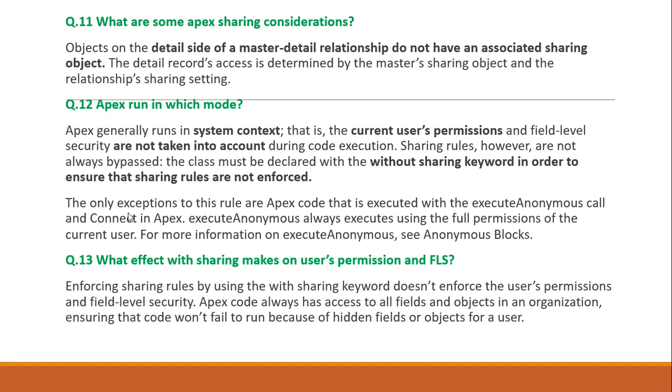The only exceptions to these rules are Apex code that is executed with the executeAnonymous call. executeAnonymous always executes using the full permissions of the current user. For more information on executeAnonymous, see the executeAnonymous blocks.